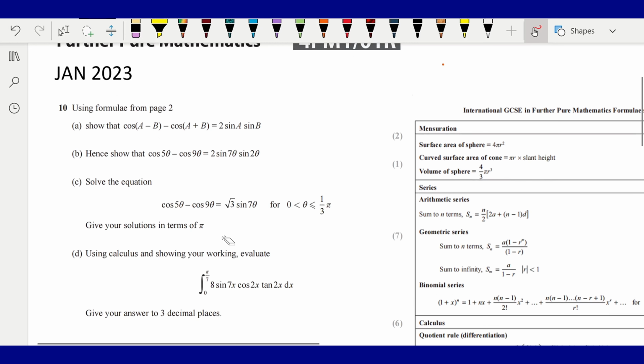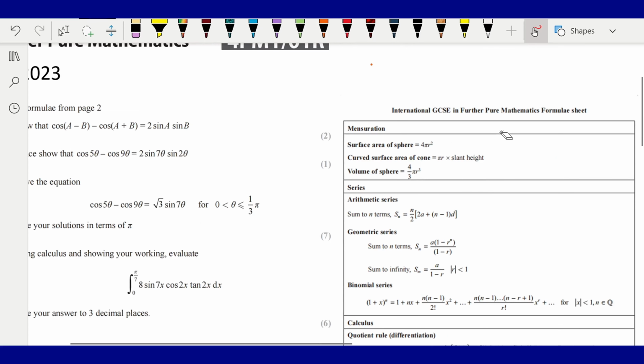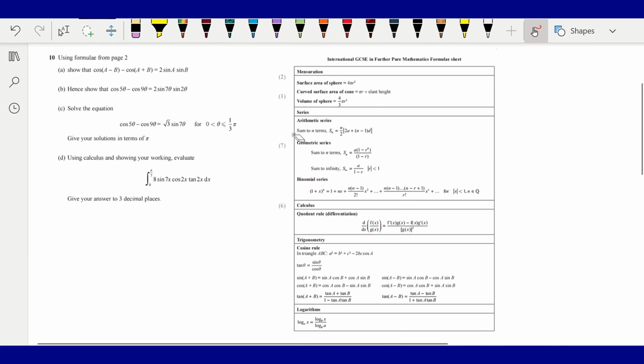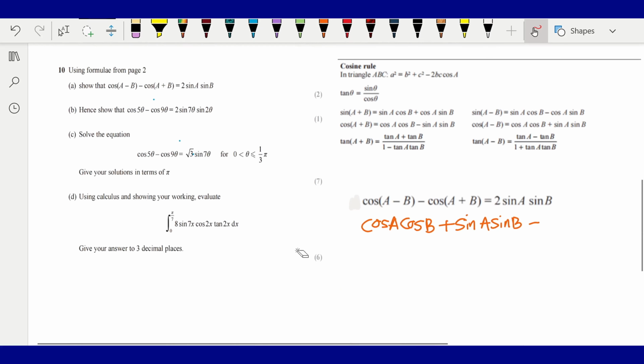Okay. First we start with 10a. You may pause this video if you want to try on your own, maybe 15 to 20 minutes. Now let's start the discussion. Use formula from page 2. This is the formula page from the exam paper. Trigonometry is in this section and cosine is in here. So we just copy this formula here, and this is the formula that we're going to use.